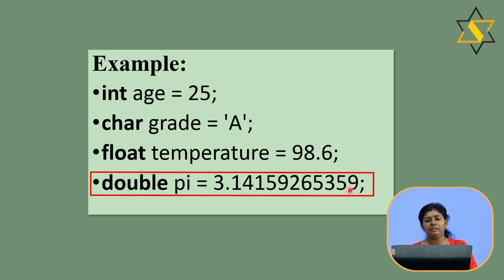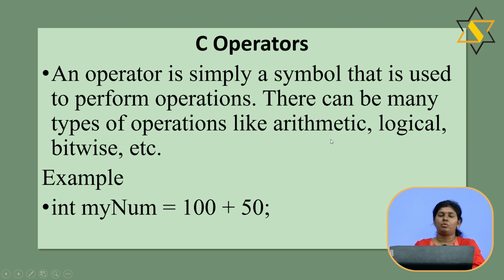This is more than 6 digits after the decimal point. Okay, so this is an example of the data type and how the data type is defined with variables, and what kind of values we assign to that particular data type. What are the symbols we use?